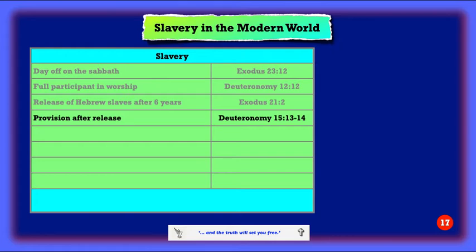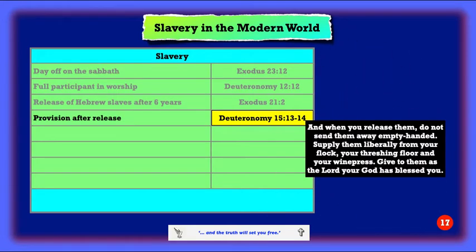But when they're released, and this applies to all slaves or servants, when you release them, do not send them away empty-handed. Supply them liberally from your flock, your threshing floor, and your winepress. Give to them as the Lord your God has blessed you. Now that's completely and utterly radical. It runs right against the cultural norms of the day.